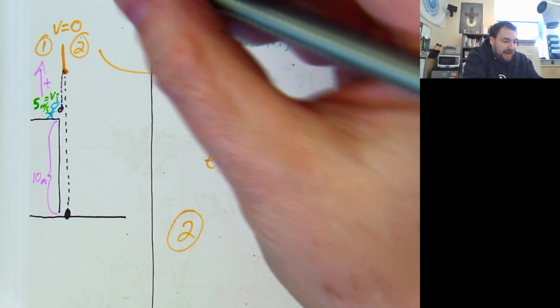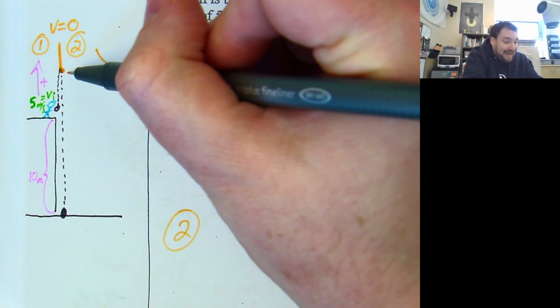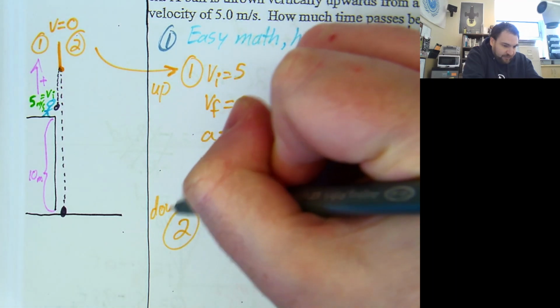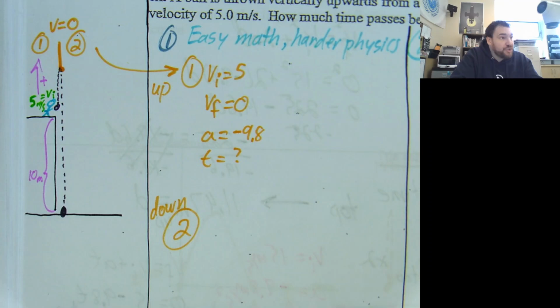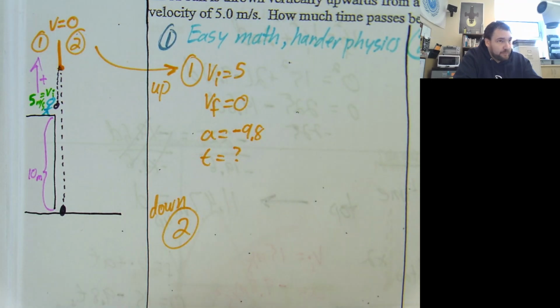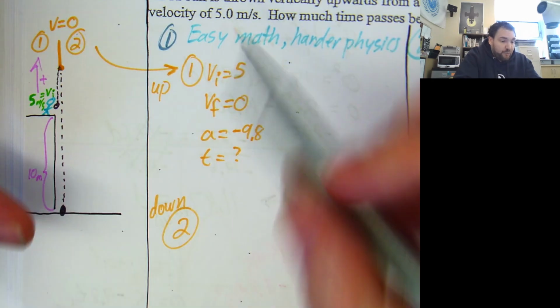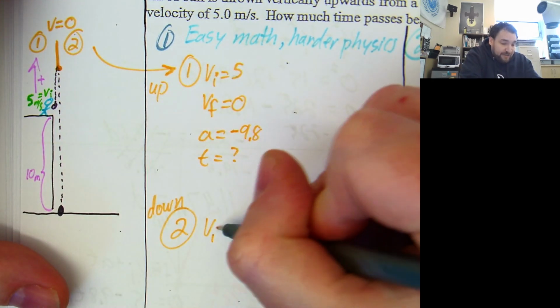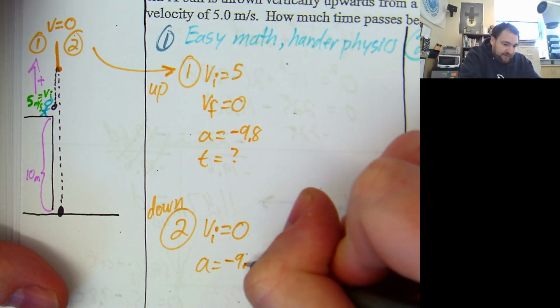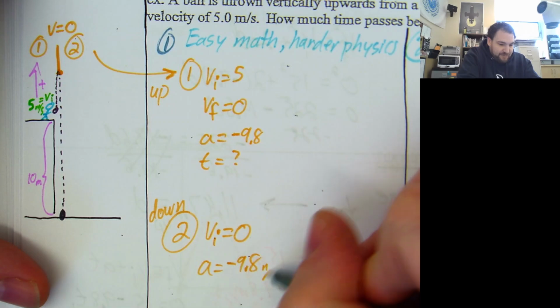For part 2, we're looking at, okay, well, the ball went up. Now the ball's got to come back down. So part 1 is up, 2 is down. What is true about the ball from the peak to the bottom? What do we know? At the peak, how fast is the ball moving? 0. So for the path on the way down, now VI is going to be equal to 0. The acceleration is still going to equal negative 9.8 meters per second squared.